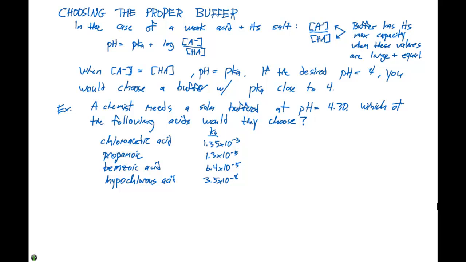First thing we need to look at is the pKa. So let's take each of these Ka values, do the negative log, and we'll calculate the pKa. Here we'll have 2.87, 4.89, 4.20, and 7.5 for our values. So in terms of the best choice, our best choice is going to be the acid with the pKa equal to 4.20 because this value is closest to what we're looking for with the pH, which is 4.30. So benzoic acid is the best choice.